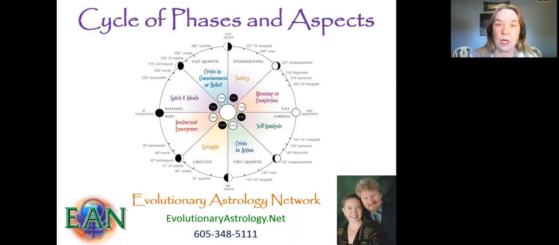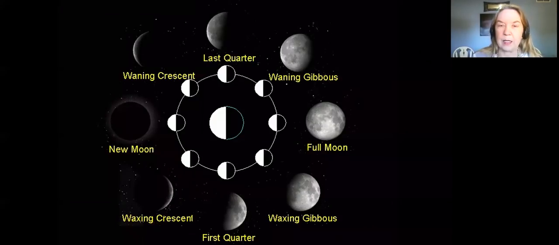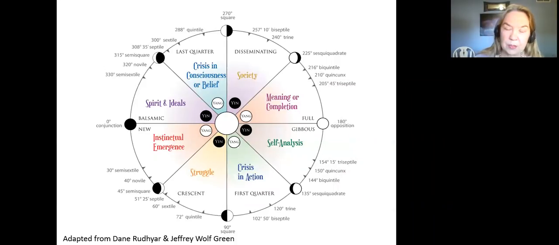All right. Now, most of us come to the cycle of phases and aspects from looking at the phases of the sun and the moon. You can see a visual of that on your screen here as we look at the cycle that sun and moon go through. In evolutionary astrology, we use this cycle with every single planet. And here is the example again for you. This is something that originally came from Dane Rudhyar in his book, The Lunation Cycle, and he spoke about these eight phases specific to the sun and the moon. And then Jeffrey Green followed up on what he brought forth and came up with what you see on your screen right here. This is how we look at it from the perspective of any two planets or any planet and point in space.